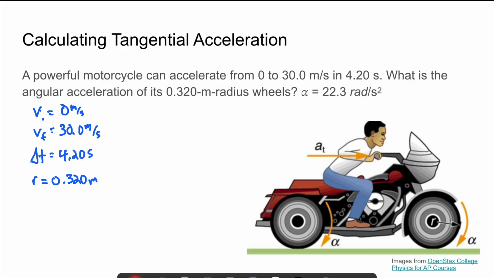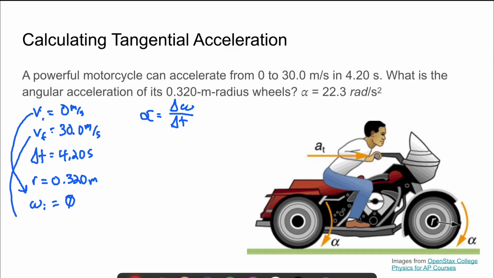So when we solve this, we want to figure out what our angular acceleration is, right? And we know that our angular acceleration equals our change in angular velocity, or omega, divided by our change in time. The problem is we don't actually know our angular velocity, right? So let's find our angular velocity. And we know that our initial angular velocity is going to be 0 because our initial translational velocity is 0. So if the bike is sitting still, then the wheels will not be rotating.